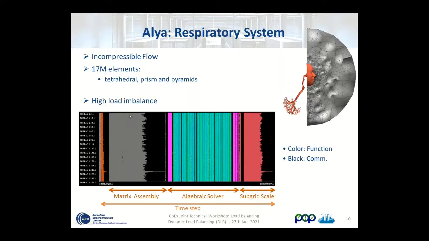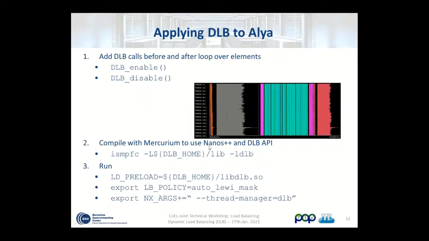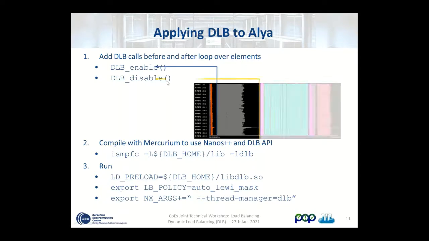And when we obtained a trace, in this case, each color represents a different phase of the application, we could see the high load imbalance that appears here. Which are the steps that we need to use DLB in Alya? Well, as the load imbalance was so localized and we wanted to focus on this part of the code, we add calls to DLB enable and disable, here to enable DLB and here to disable it. This way, DLB will only be active in this part of the application. It will be disabled in the rest of the execution.